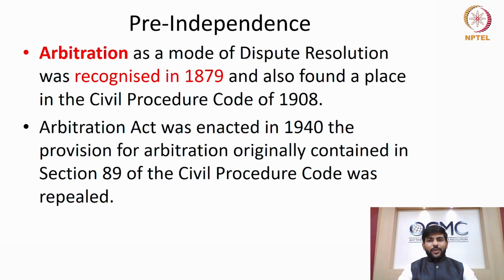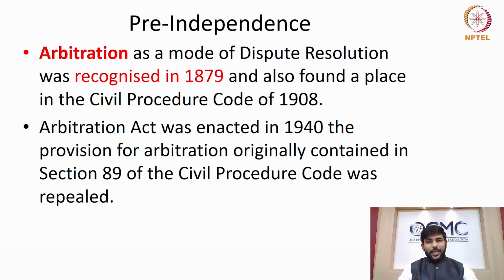The alternative dispute resolution mechanism, when we trace its evolution, can be traced back to the Vedic period as well. But for easy understanding, we will just discuss the legal developments of alternative dispute resolution in India. Prior to Indian independence, as we all know, we were governed by British rule, during which, for the first time, arbitration was recognized in India as a mode of dispute resolution in the year 1879, and also found a place in the Civil Procedure Code 1908, the one which we still follow.